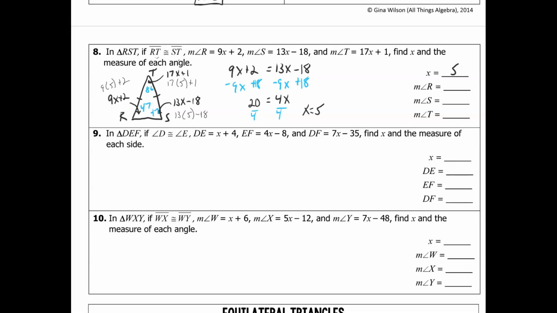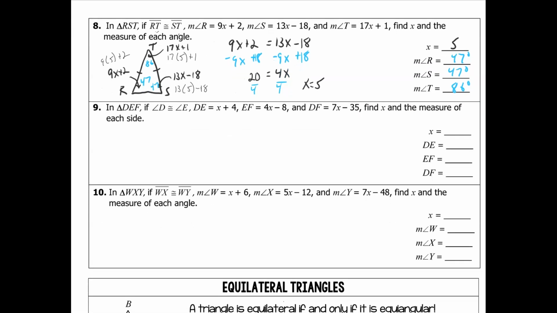So just fill them in over here. So we have 86 degrees for the one we just found. S and R are both 47 degrees. And you can check to make sure those add up to 180, but they do. Okay, let's look at number 9.